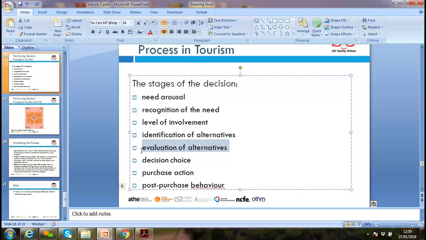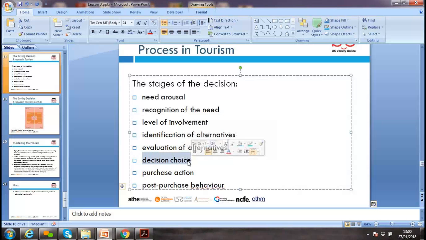A lot of people now, especially in the UK, due to the pound value, are not traveling abroad and are looking more within the country at various alternatives. It's making the decision based on some economic factors as well. So we need to look at those when we are planning. Decision choices could be different.